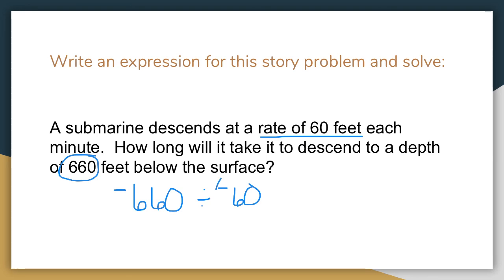So I have negative 660 divided by negative 60. So if we dealt with just the number part first, 660 divided by 60 would give us an answer of 11. And they're both negatives, so if I have two negatives, my answer is a positive. So it's going to take the sub 11 minutes. There's my answer.